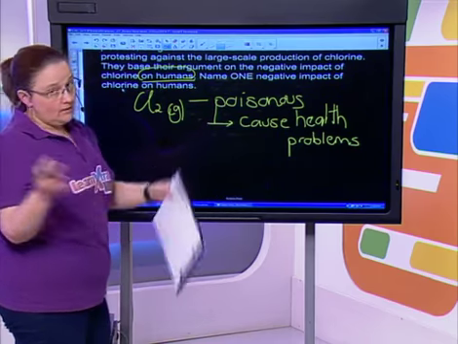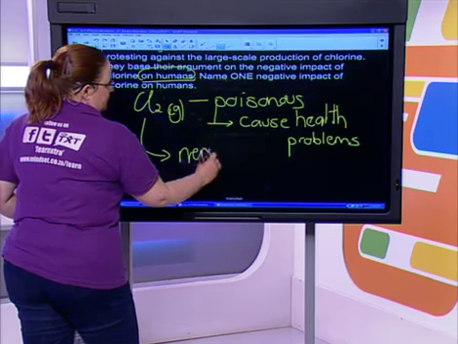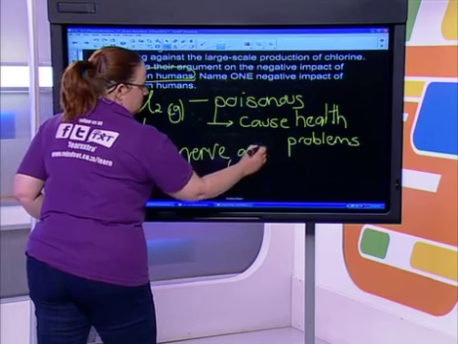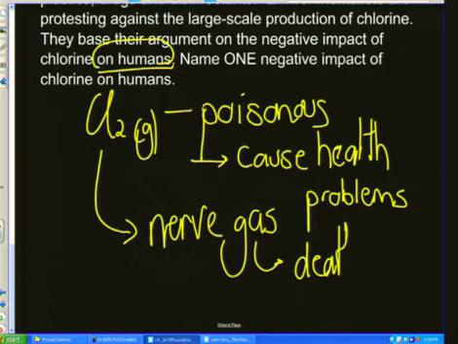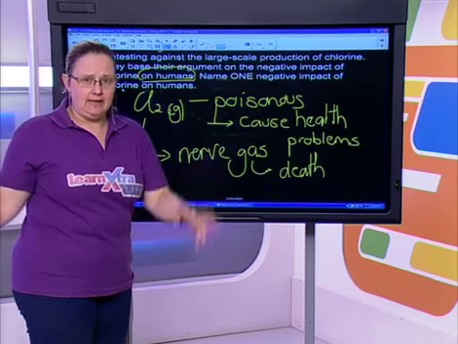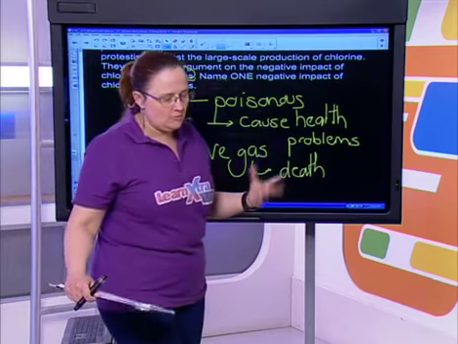Now, there's the next thing. Chlorine gas is actually what is known as a nerve gas, which means it can lead to death. Okay? That's a negative impact on a human. Okay? I'm just saying, it's one of those things that can lead to death.